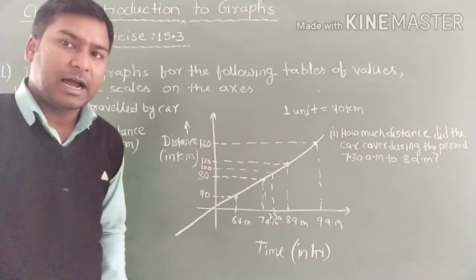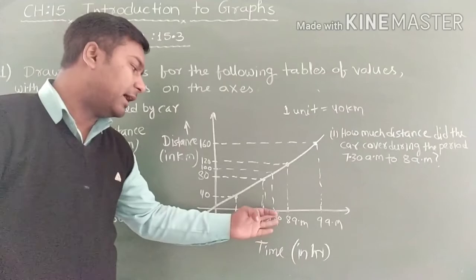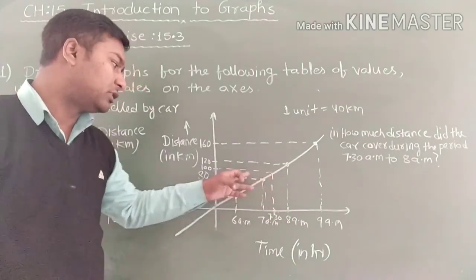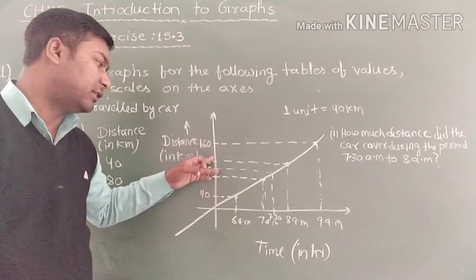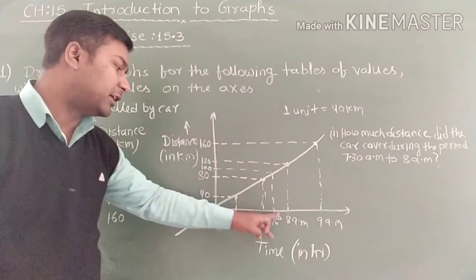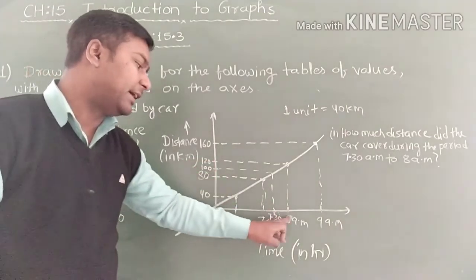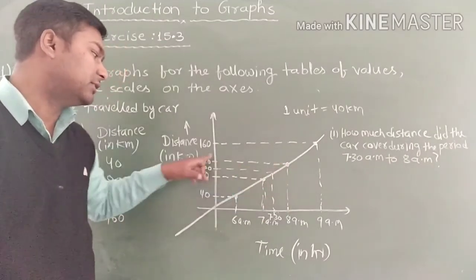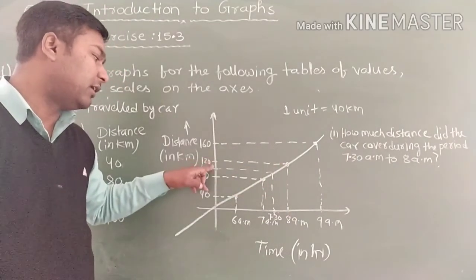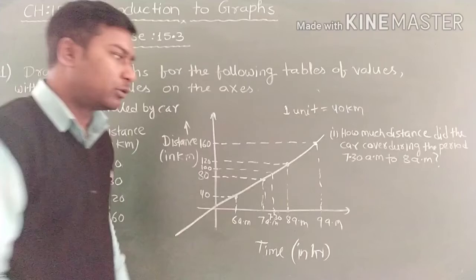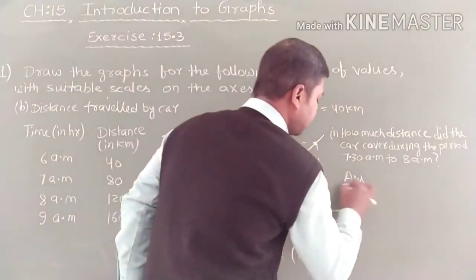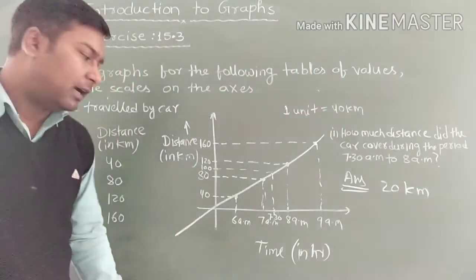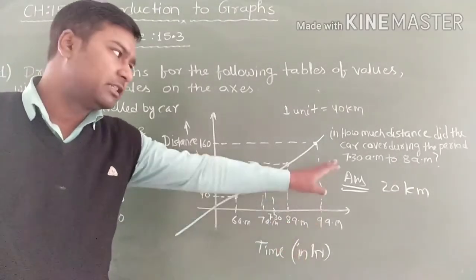Is it clear? I am repeating my statement. From 7:30 to 8 am, the car will move. You can go through this dotted line. This is 100 and this is 120. At 7:30, it is 100 km. At 8 am, it will be 120 km. Now what distance will it travel? 100 to 120 km, so 20 kilometers. The car travels 20 km from 7:30 to 8 am. So this is the answer.